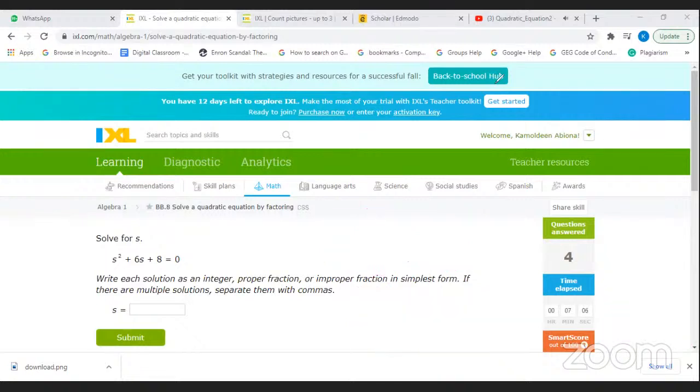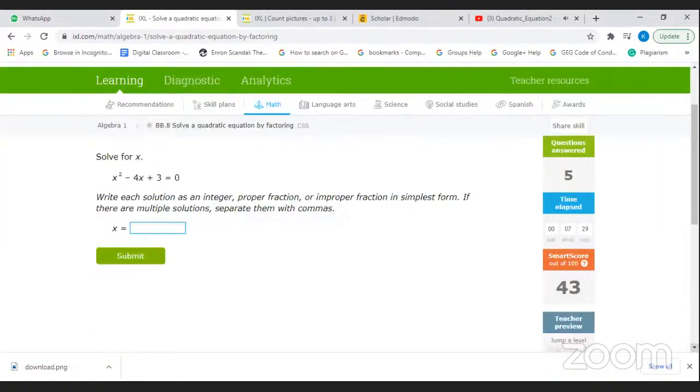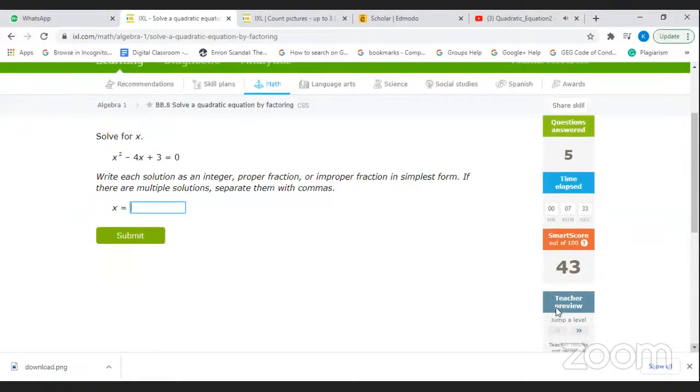So let me quickly note that: minus 2 comma minus 4. So good. So the next one, we are doing x squared minus. Okay. So so far we have answered 5 questions and we have 43 marks.